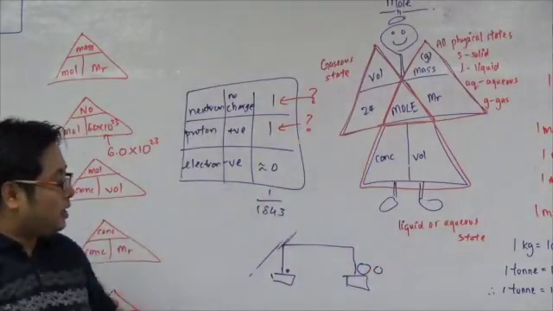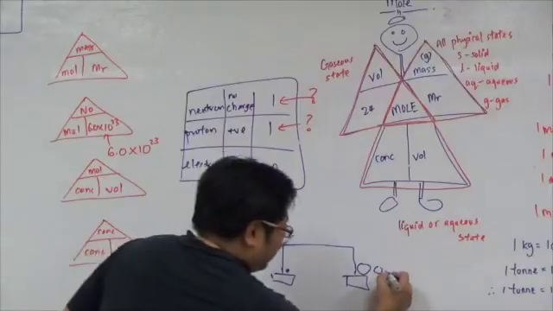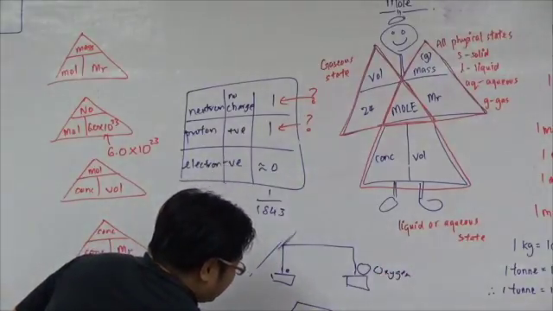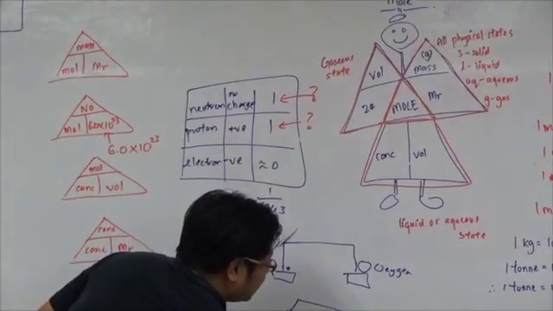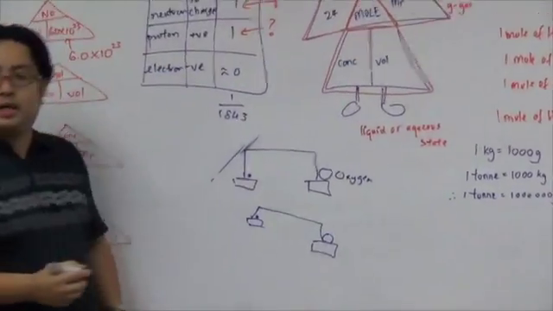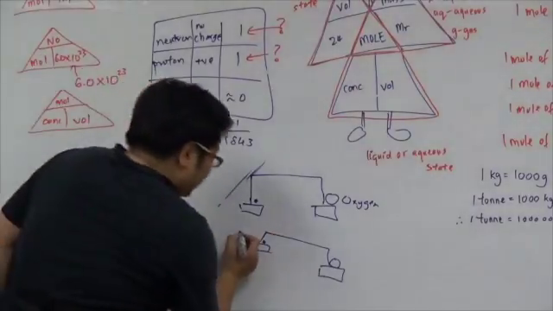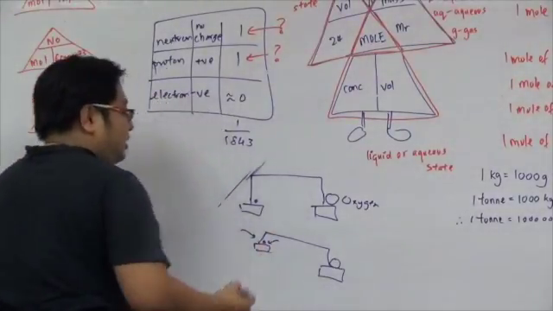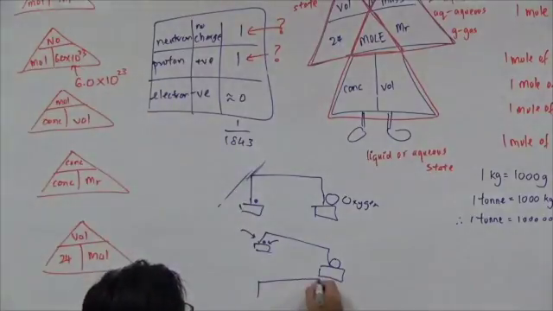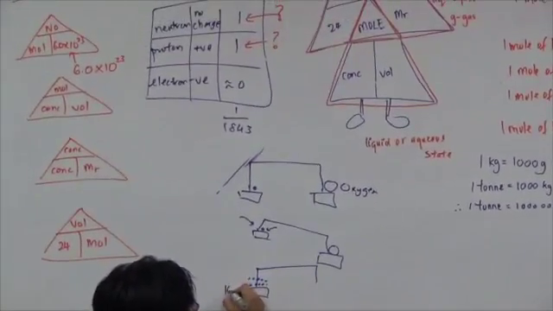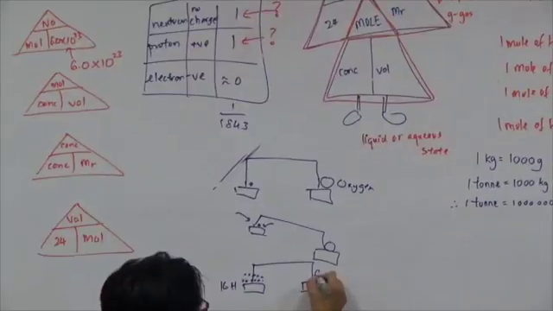And they realized when they put one oxygen here, the balance becomes like this. What does it show? Oxygen is heavier. So they started putting more hydrogens, and in the end they found out that to balance one oxygen, you need about 16 hydrogens.